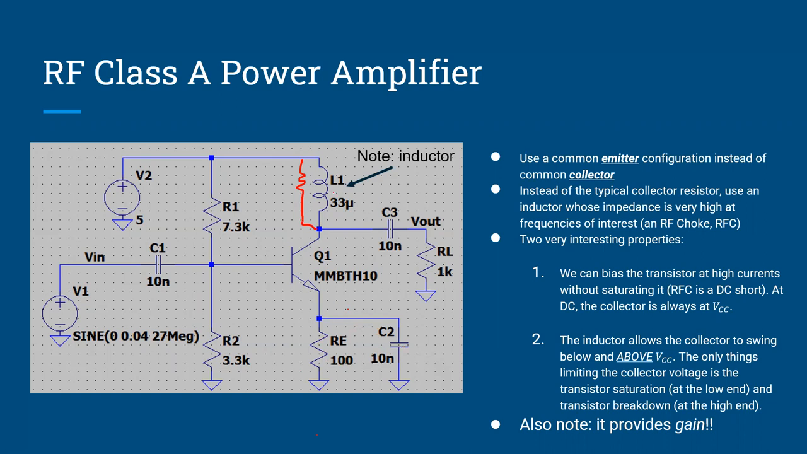So assuming we got rid of this inductor, it would just be your standard common emitter amplifier. But we have the inductor, and so things change slightly. So the first thing to notice is an inductor is a short at DC. So that means the collector voltage at DC is going to be 5 volts, not something below 5 volts, right?